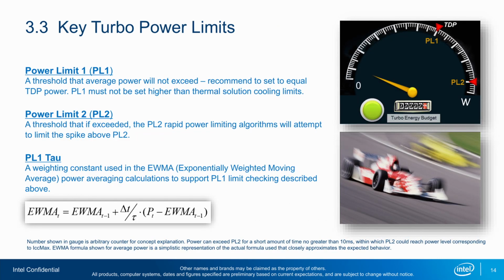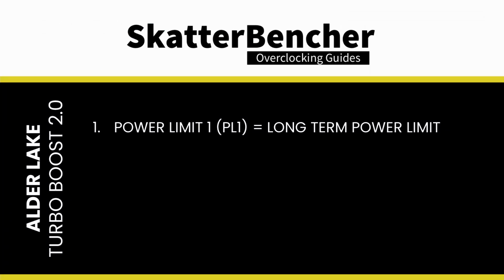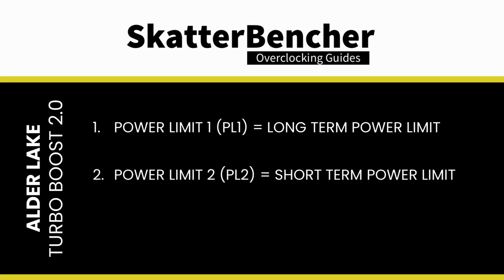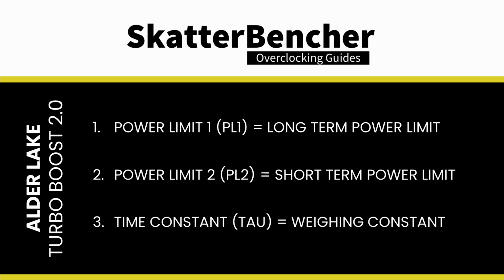There are 3 parameters to consider: PL1, PL2, and tau. Power limit 1, or PL1, is a threshold that the average power will not exceed. Historically, this has always been set equal to Intel's advertised TDP. Very importantly, PL1 should not be set higher than the thermal solution cooling limits. Power limit 2, or PL2, is the maximum power the processor is allowed to use for a limited amount of time. Tau, in seconds, is the time window for calculating the average power consumption. If the average power consumed is higher than PL1, the CPU will reduce the CPU frequency.